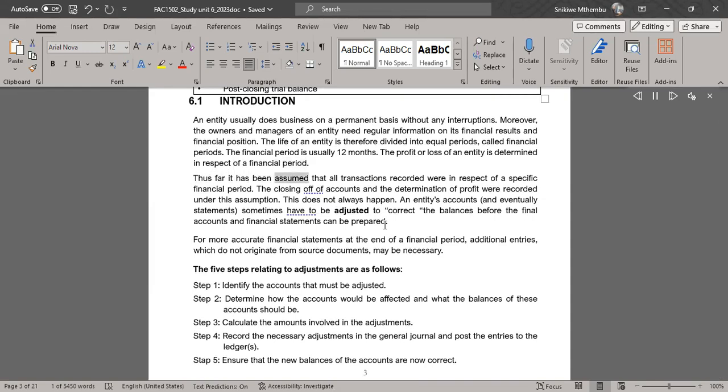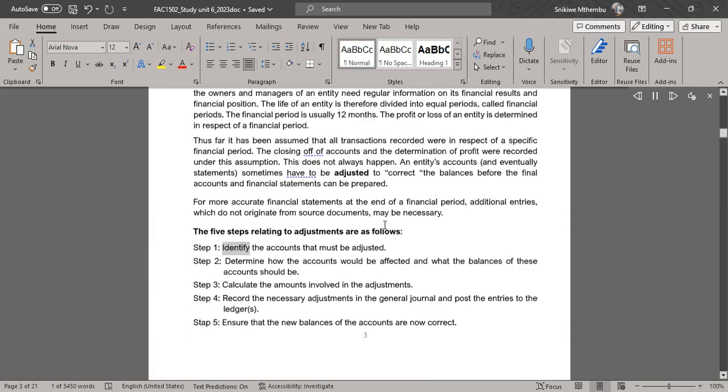Thus far it has been assumed that all transactions recorded were in respect of a specific financial period. The closing off of accounts and the determination of profit were recorded under this assumption. This does not always happen. An entity's accounts, and eventually statements, sometimes have to be adjusted to correct the balances before the final accounts and financial statements can be prepared. For more accurate financial statements at the end of a financial period, additional entries, which do not originate from source documents, may be necessary. The 5 steps relating to adjustments are as follows.